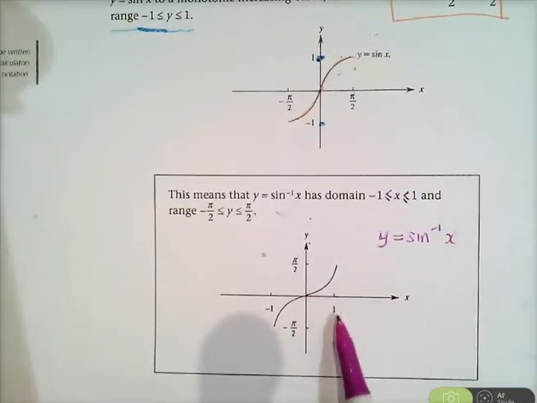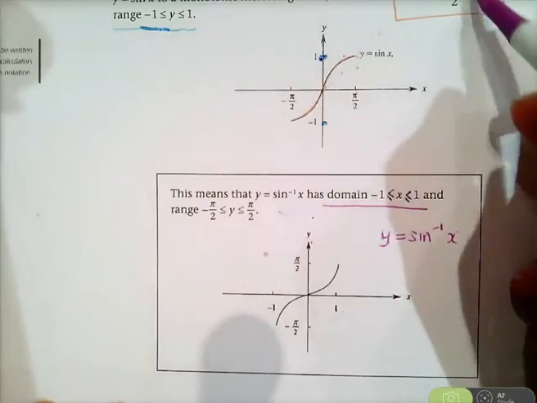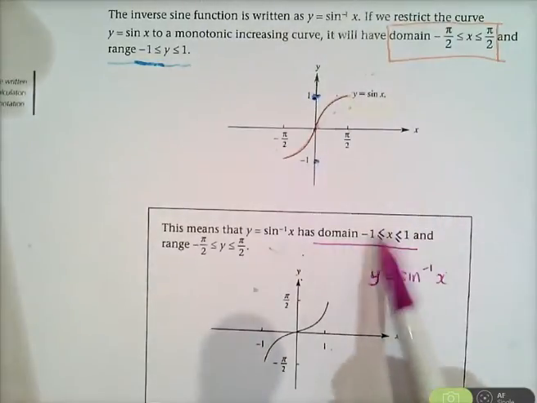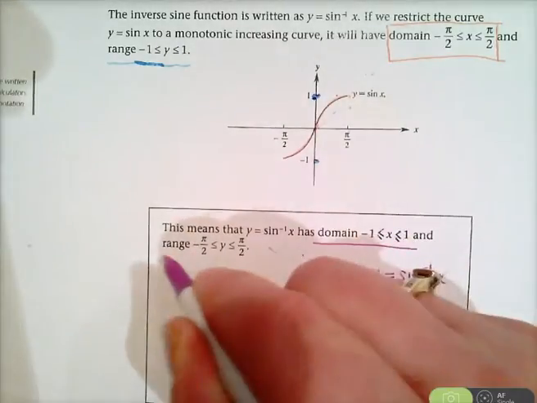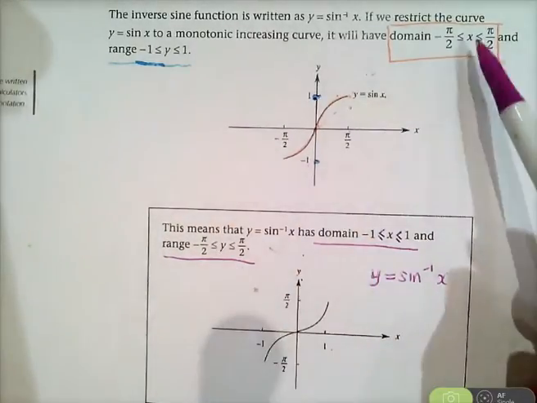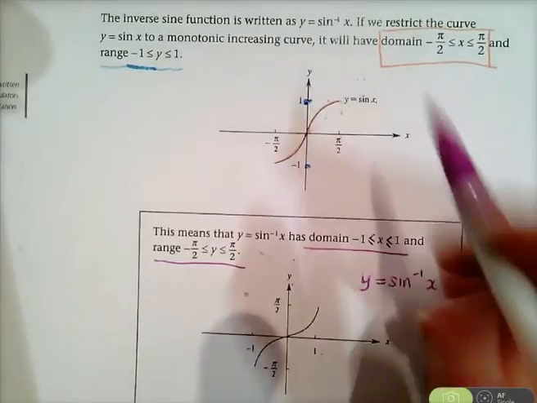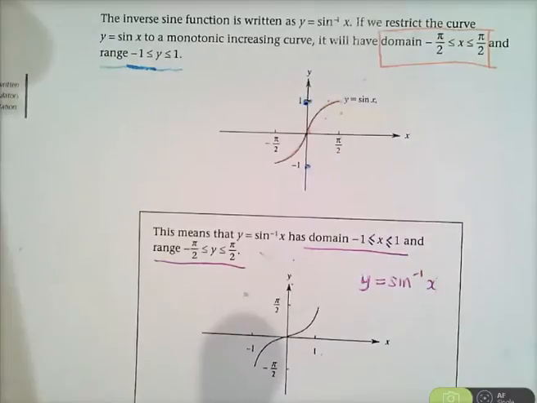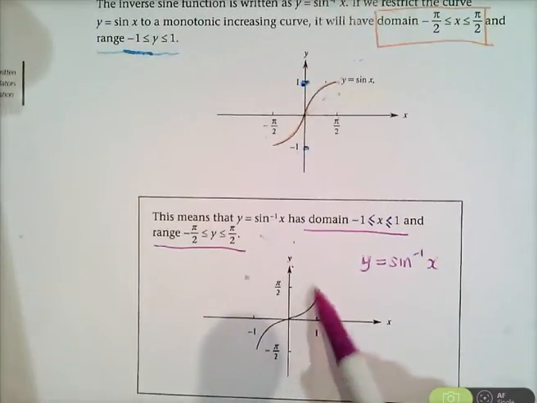And notice its domain is the range of the other function. So its domain is the range of the sine curve, and the range of the inverse sine function is the domain. But of course you swap the x with the y, okay? And you have to know the shape as well. So that's the first function that you need to know, okay?